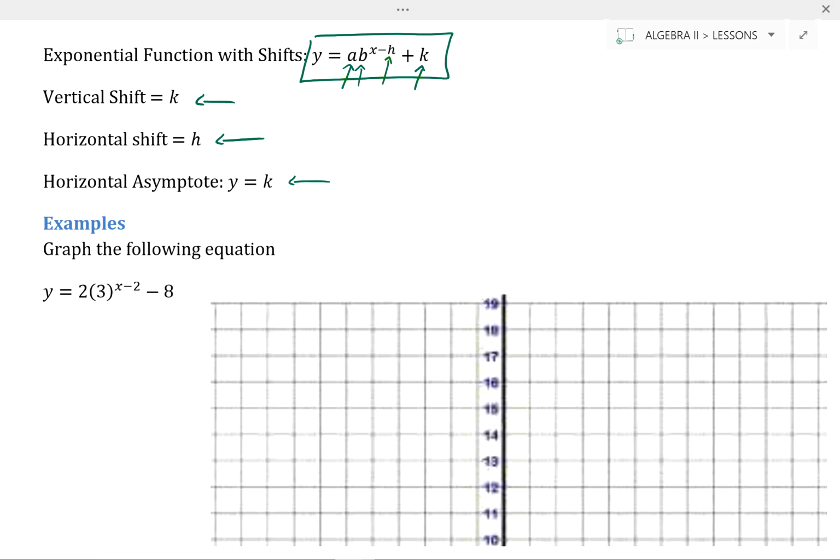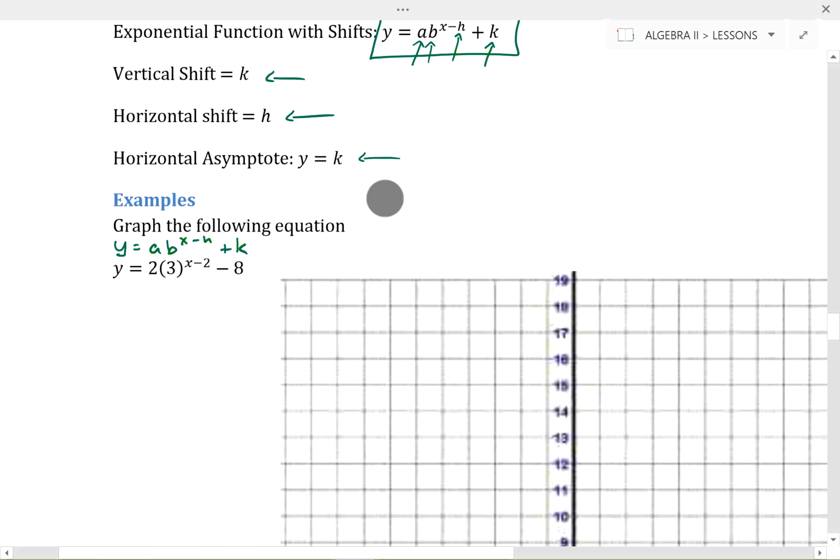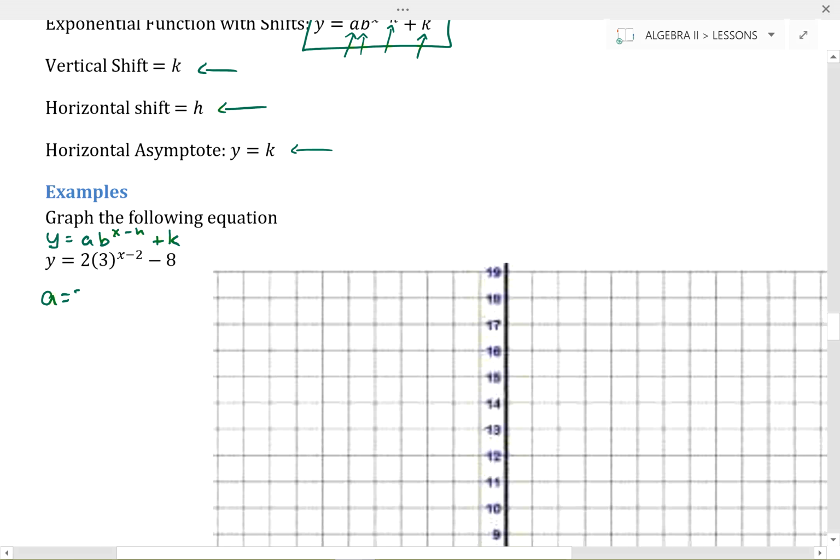So comparing that form, y equals a times b to the x minus h plus k, to our first example here, what do we end up having? We end up having that a is equal to 2, b is equal to 3. Now we have to be careful with h. I'm not going to say negative 2 because it's already negative in the x minus h. So in the exponent piece, you almost have to think opposite. So instead of negative 2, h is actually 2. But with k, we can think the way we normally think, and k here would be negative 8.